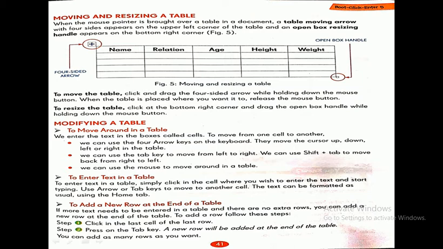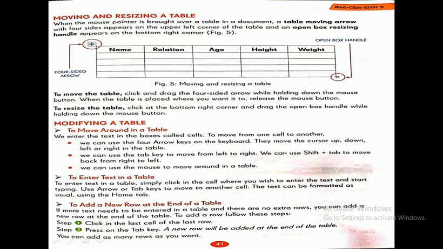Then next is to add a new row at the end of a table. Now look at this figure number 5. Now some table is given here. Now 1, 2, 3, 4, 5 rows are here, and columns are 1, 2, 3, 4, 5, so 5 rows and 5 columns. Now if you want to add a new row at the end of a table, we use a command.